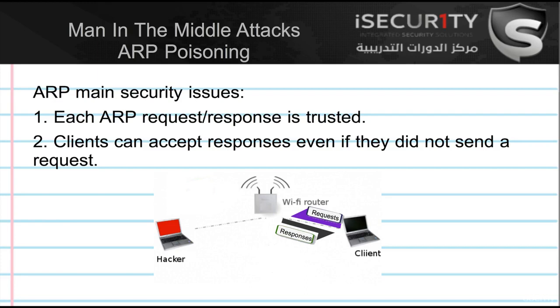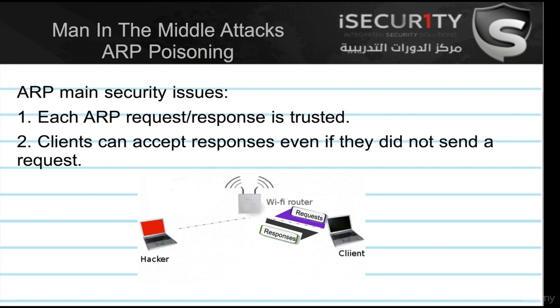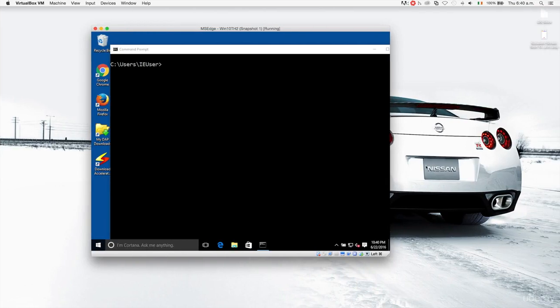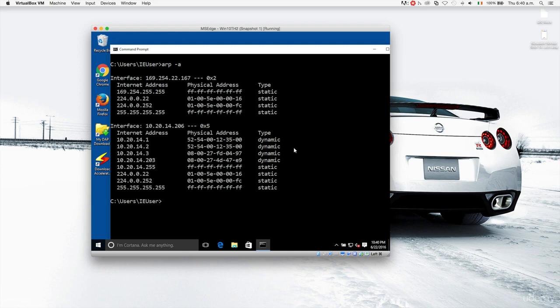Right, so let's talk about how we can detect ARP poisoning attacks. First of all, let me show you the ARP table. So in our Windows device, which is the device that we always attack, I'm going to run the command arp -a to list all the entries in the ARP table. So each computer has an ARP table, and that table associates IP addresses with MAC addresses.